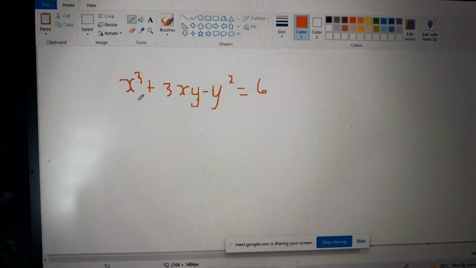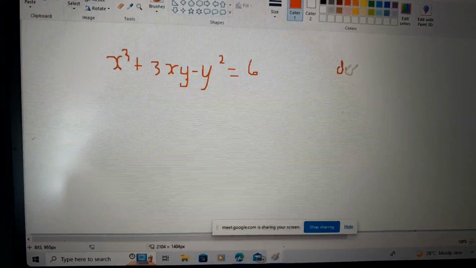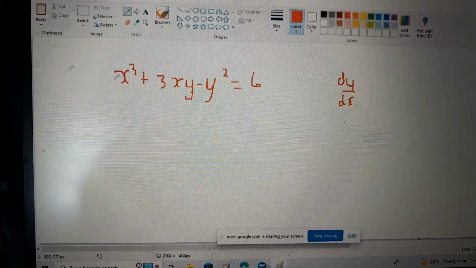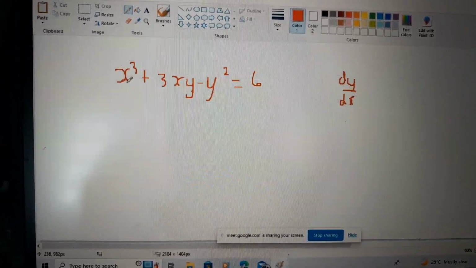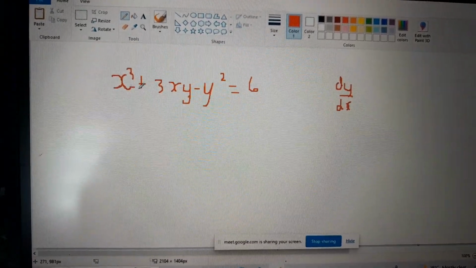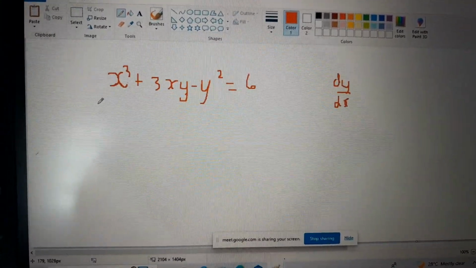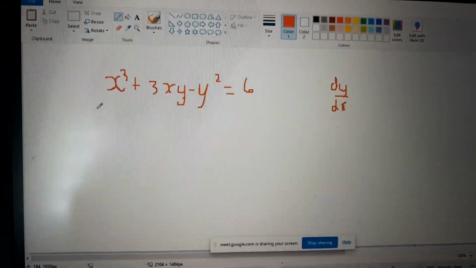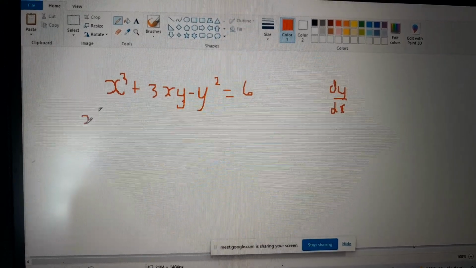But let's take it one step at a time. So let's start differentiating. We are asked to find dy dx. When we differentiate x cubed, what will we get? 3x squared, sir. 3x squared. All right, so 3x squared. Very good.